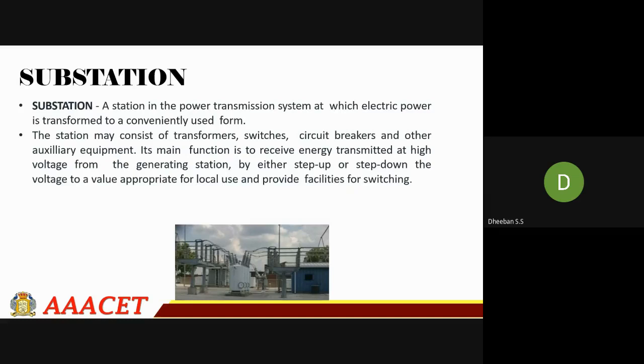First, how a substation looks like, you already know. A station in the power transmission system at which electric power is transformed to a conveniently used form. As I said, the voltage might be stepped down or stepped up based on our preference. The station may consist of transformers, switches, CBs, and other auxiliary equipment. The main function is to receive energy transmitted at a very high voltage and then either step up or step down the value.